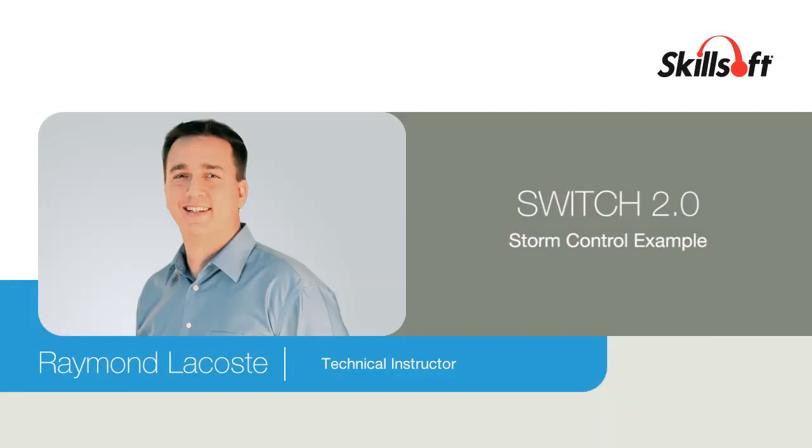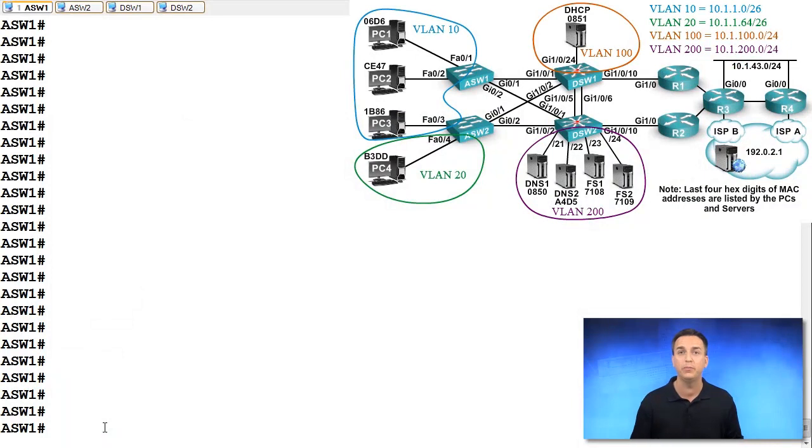Let's set up the storm control feature on ASW1's Fast Ethernet 0/1. Let's have some fun with this. We are going to put some artificially low values so we can see what happens when the violation occurs, so that the upper threshold is breached. Although the values would be low, they would be too low for a production environment.